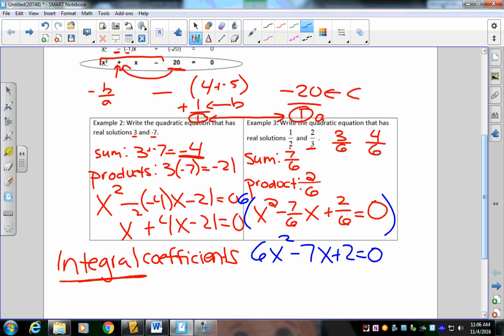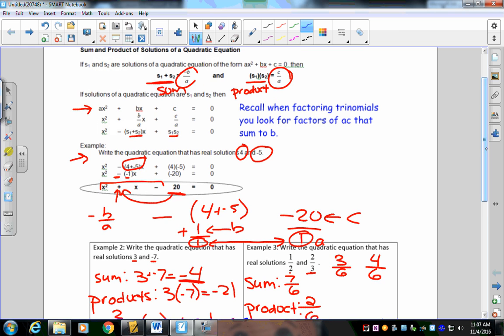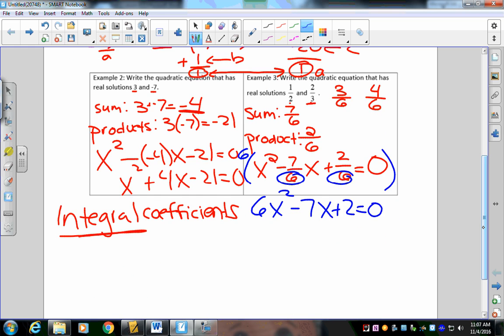By multiplying by that, I cleared out the denominator. And if you notice, guys, in both of these I have 6 down here, because we said that the a value is the denominator if there is one for both your sum and your product. You could have realized that's why. When I multiplied through by the 6, that gave me my a value. So that is writing the quadratic equation using the sum and product concepts. If I give you the real solutions, you can work backwards and give me the equation.